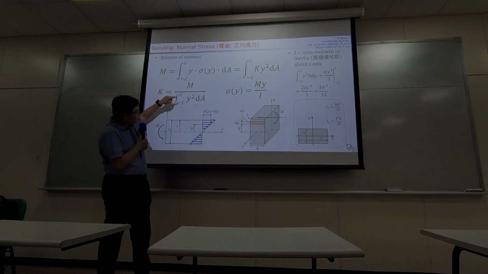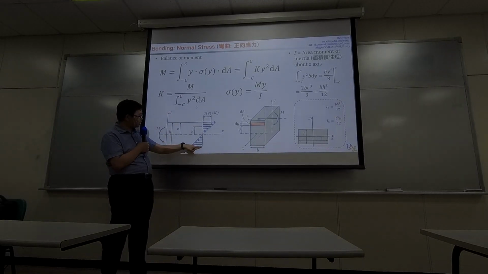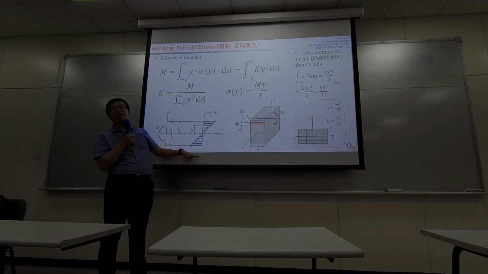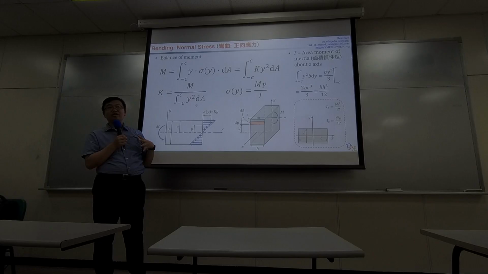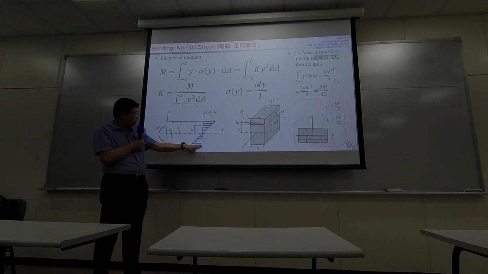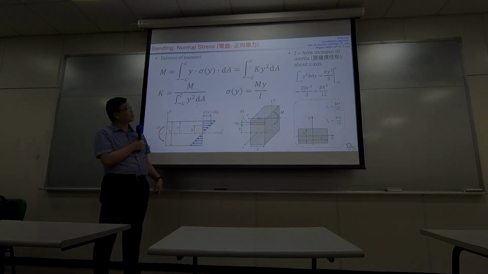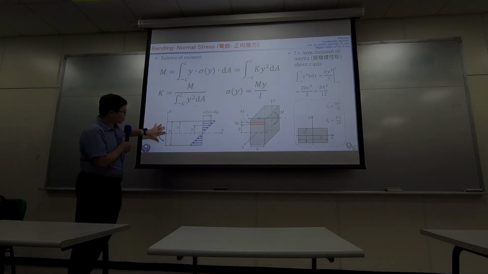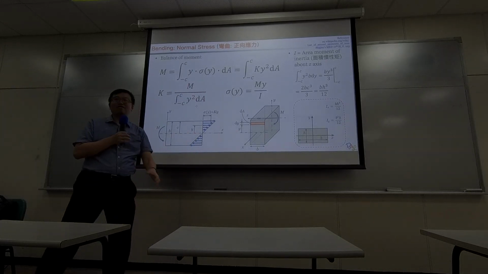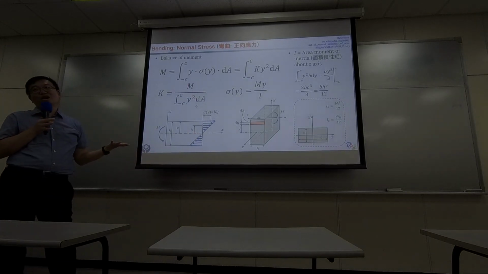And then we use integral from negative c to positive c. That means we sum everything up together, right? So this means summation from negative c to positive c. So this is why the total moment equals the right-hand side. So the rest will be just math.